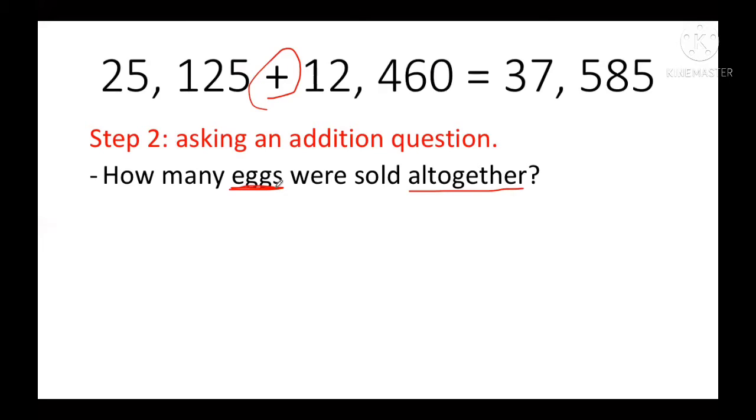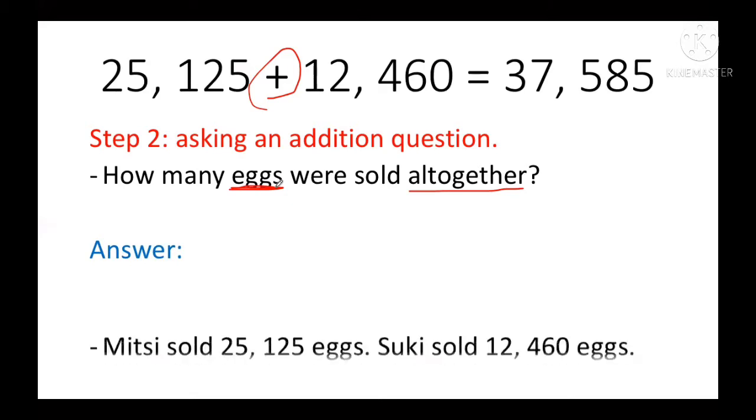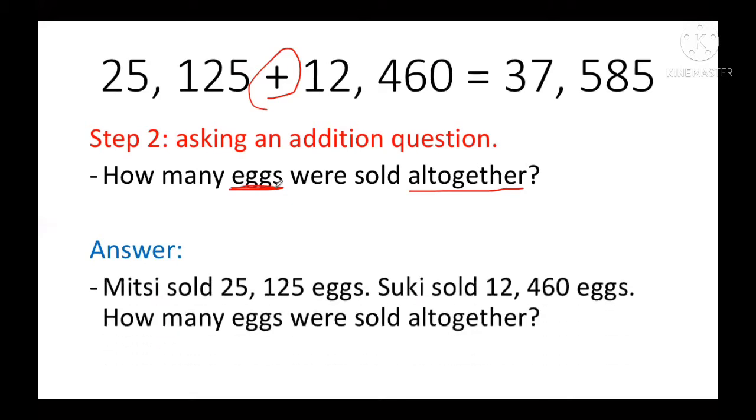And then after that, we need to write down the answer. Here I chose the names Michi and Suki. These are just part of my imagination. Again, in creating your own problem, you need to think of names that you want to put. So here I chose Michi and Suki.